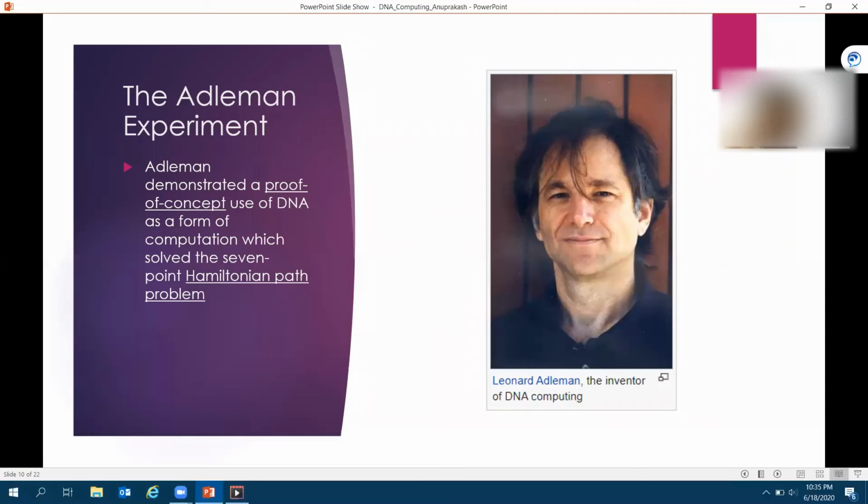Adleman experiment. Leonard Adleman is the inventor of DNA computing. As I have already stated in the introduction slide, Adleman demonstrated a proof of concept use of DNA as a form of computation which solved the 7-point Hamiltonian path problem. So, in the actual research paper of Adleman, he had shown the 7-point Hamiltonian path problem, but here we will consider only 5 points for the sake of simplicity.